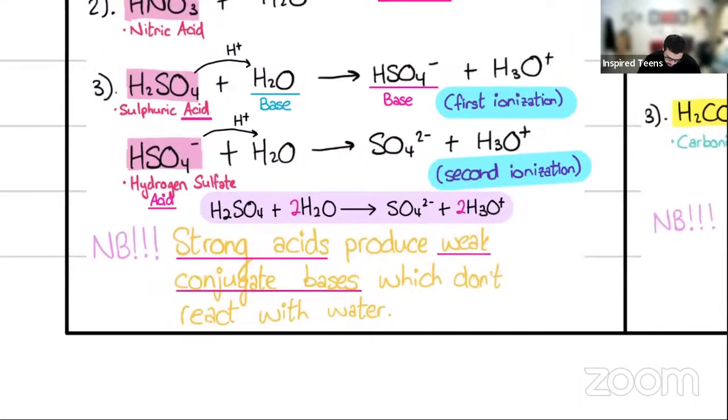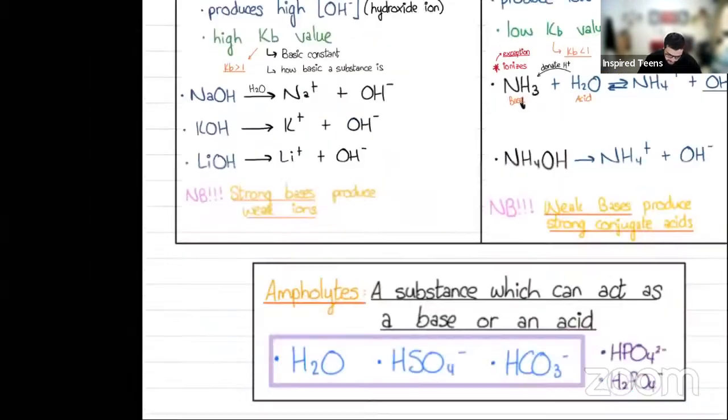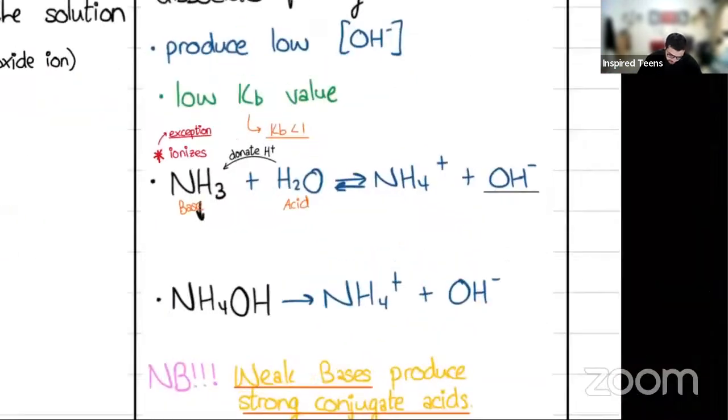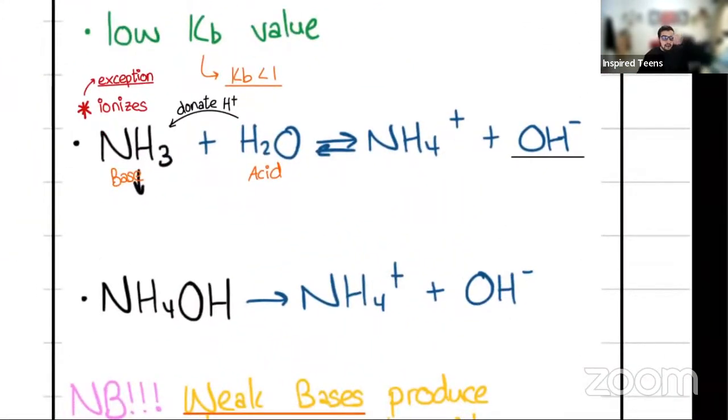But now let's have a look. That's in an acid reaction, in an acid ionization. Let's have a look at a basic ionization reaction. In a basic ionization reaction, what's happening here? This NH3 guy, let's get rid of this.